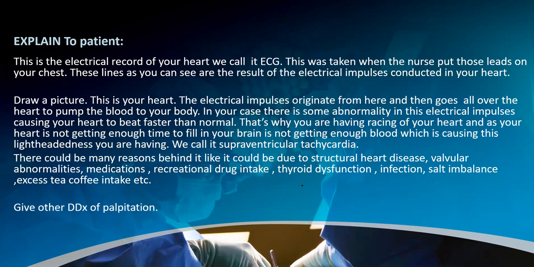See that this is the electrical record of your heart, which we call ECG or electrocardiogram. This was taken when the nurse put those leads on your chest. And the lines, as you can see here, are the result of the electrical impulses conducted in your heart. Let me draw a picture. So you see that this is the heart. And the electrical impulses originate from here and then go all over your heart, and that helps your heart to pump the blood to your body.